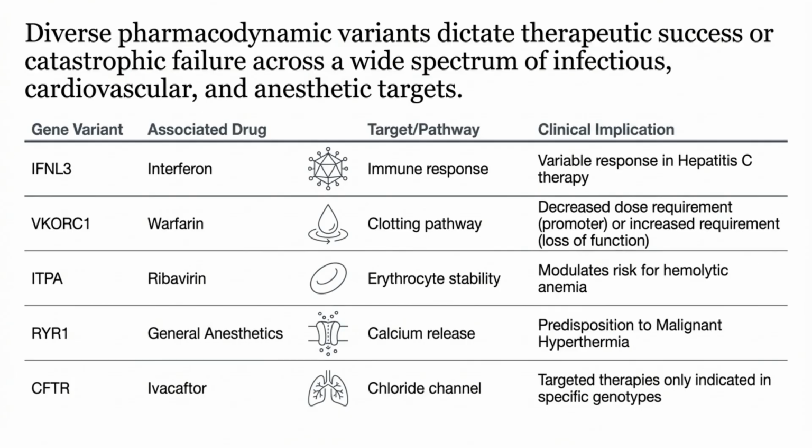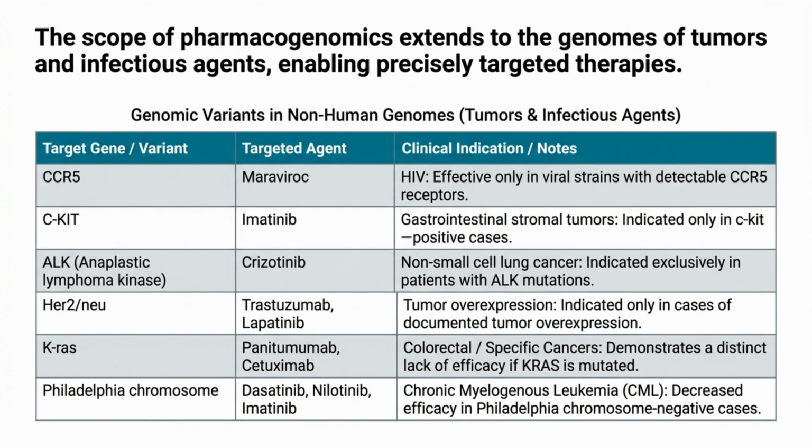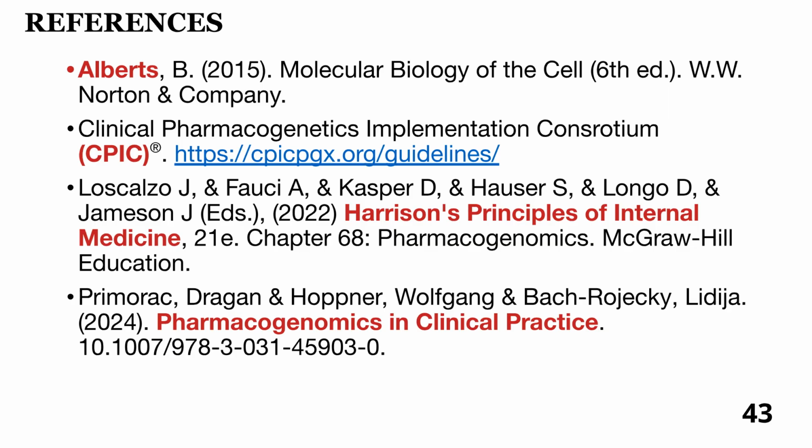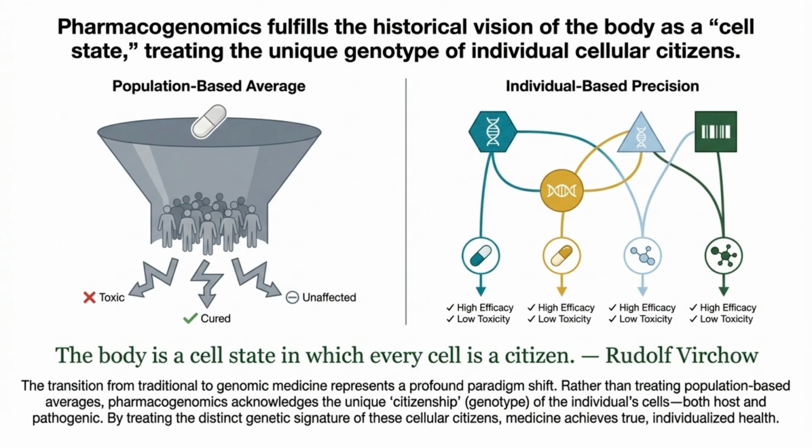precision prescribing. In conclusion, pharmacogenomics integrates genetics into clinical practice for optimized drug therapy. It addresses the variability in drug response based on individual genetic makeup. The references for this video include foundational texts and the Clinical Pharmacogenetics Implementation Consortium guidelines. The principles and guidelines discussed support moving toward a more personalized and effective approach to patient care.